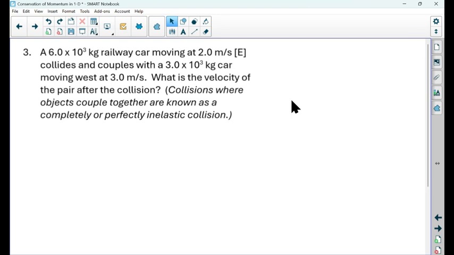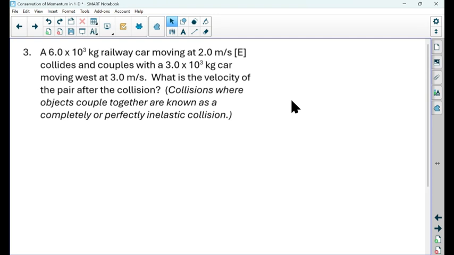So this is a situation like the football players where they're separate and then they come together. Collisions where objects couple together have a special name. We call them completely or perfectly inelastic collisions. Think about two balls of Play-Doh running into one another and sticking together. They don't bounce off, so they're not elastic. They stick together. So we call these perfectly inelastic collisions, or sometimes completely inelastic collisions.